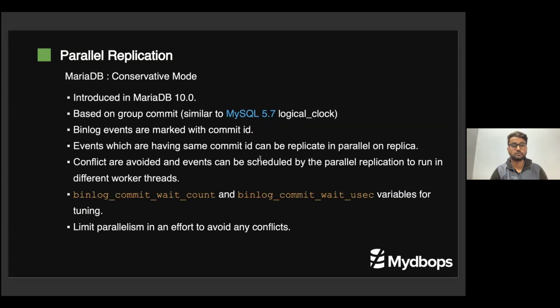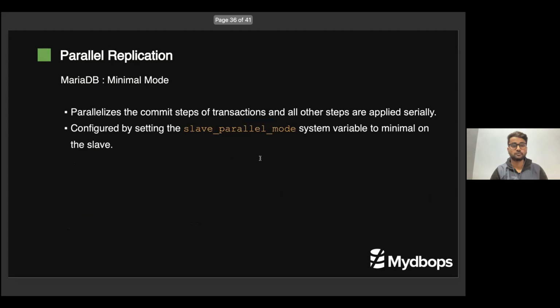So this means that, to avoid the conflict, it limits the parallelism. If there is a conflict and two transactions have modified the same row, then at that time it will go in a sequential manner, not in parallel. So that limits the parallelism in conservative mode.